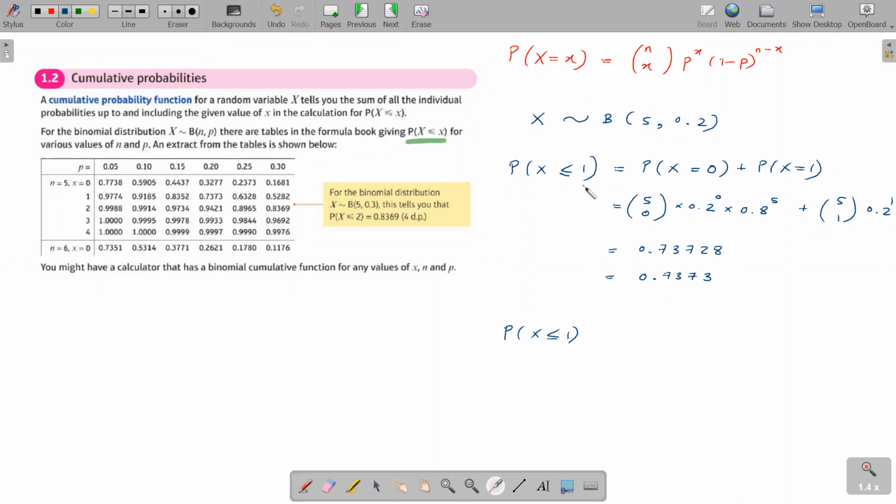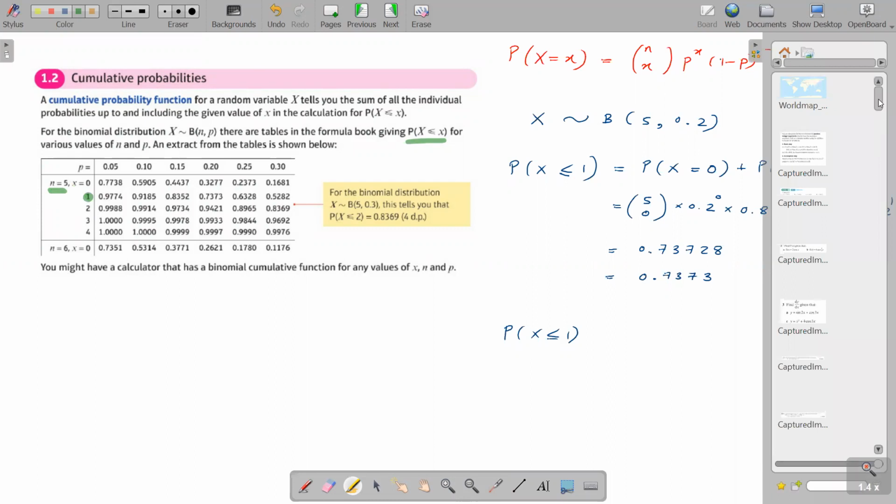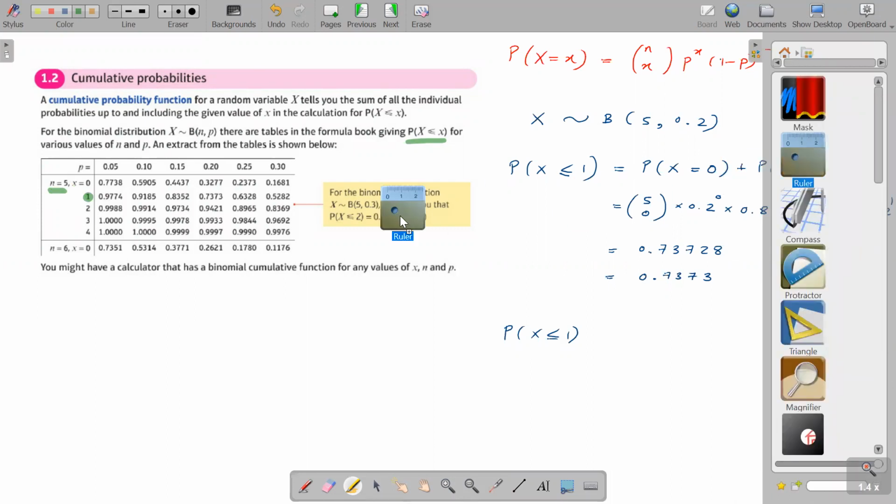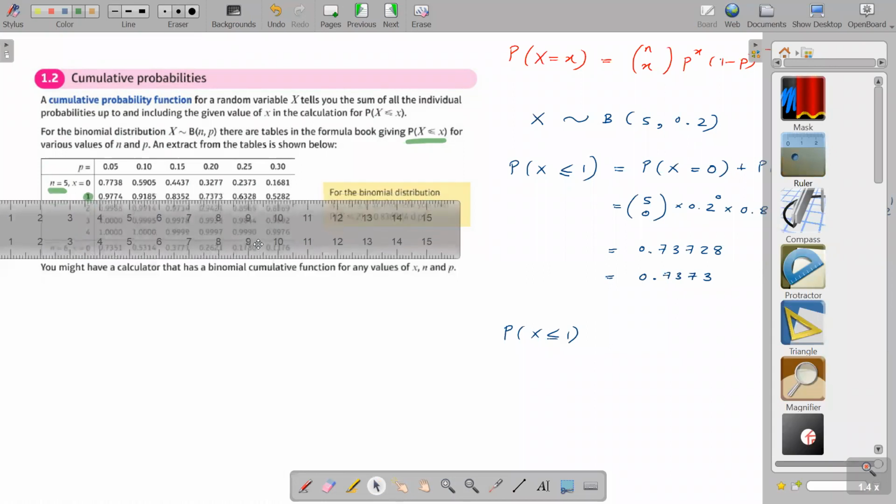And what about the x value? You're trying to find the probability x is less than or equal to 1, so the x value is 1. Guys, are you with me? So n value is 5 and the x value is 1. You can take your ruler and place it. Can you see? I have kept it on the row where x is equal to 1.